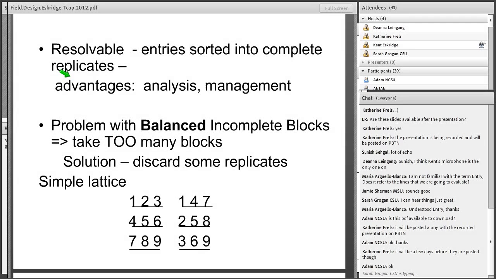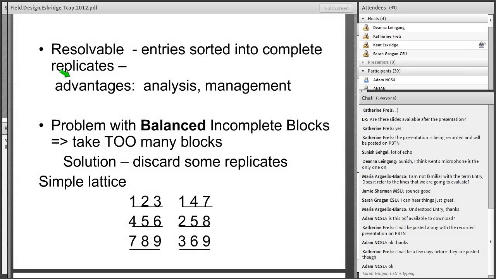So the simple solution is discard some replicates. So if you think about the previous slide where I had 4 replicates of 9 entries in each replicate and a block size of 3, we can just throw out the last 2 replicates. And this is a valid incomplete block design. However, it's not balanced. Notice that treatment 1, entry 1, appears with entries 2 and 3 in the first block on the left. And in the next replicate, entry 1 occurs with 4 and 7. It never appears with 5 or 9 or some of the other ones. Okay, so it's not a balanced incomplete block design.